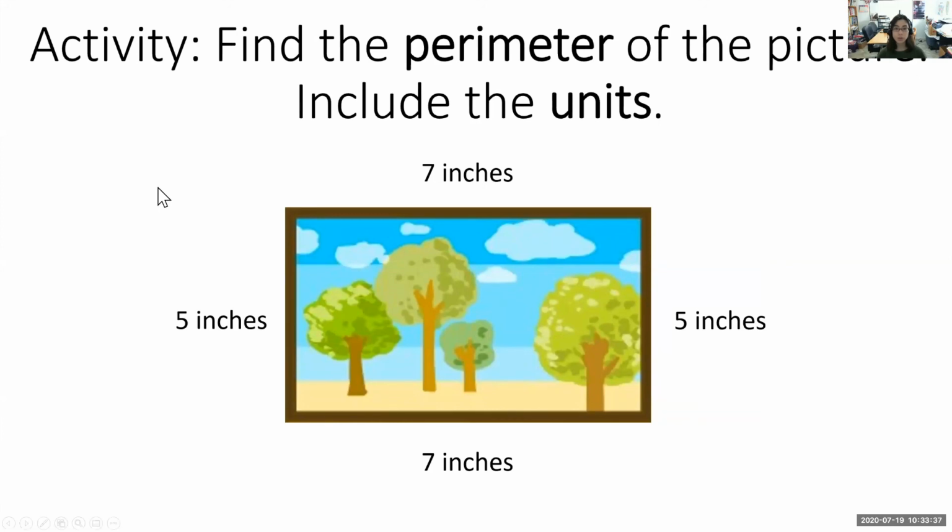So now let's find the perimeter of this picture, including the units. I'm going to let you do this one by yourself. Okay, so our length is 7 inches and our width is 5 inches. That's what they give us. So I'm going to let you solve for the perimeter and include the units. In this case, the units are going to be inches. So I'll let you pause the video and find the perimeter.